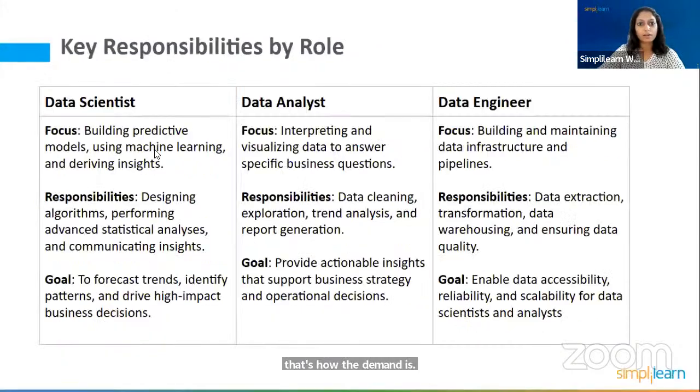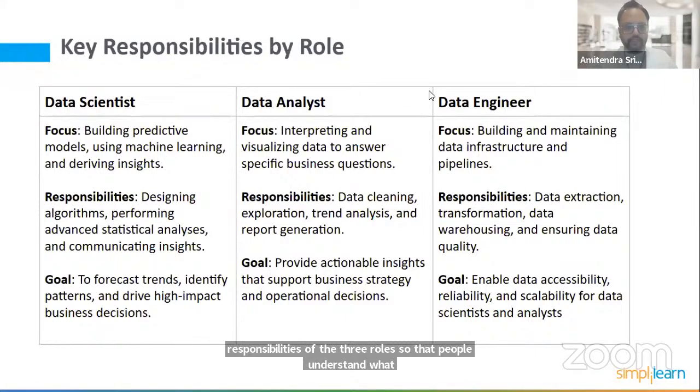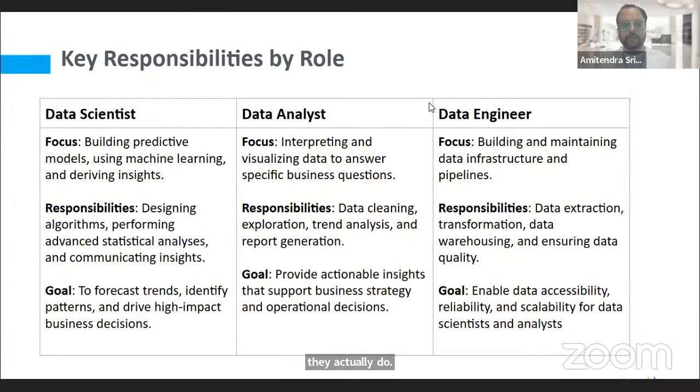Got it. Great. Can you highlight the key responsibilities of the three roles so that people understand what they actually do? Sure. For a data scientist, the focus would be to develop predictive models and machine learning algorithms to make data-driven predictions and uncover complex insights. Their work often involves experimentation and advanced statistical analysis, and they will be involved in designing algorithms, building statistical models, and experimenting with the data. As I mentioned, the focus is to forecast trends and identify patterns.